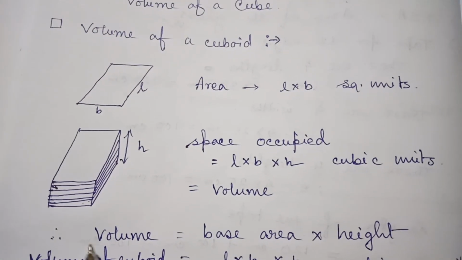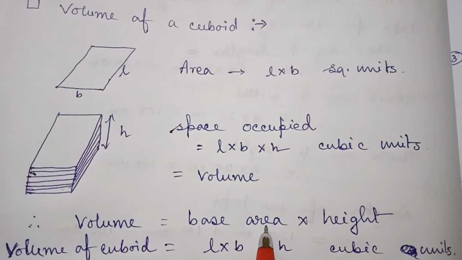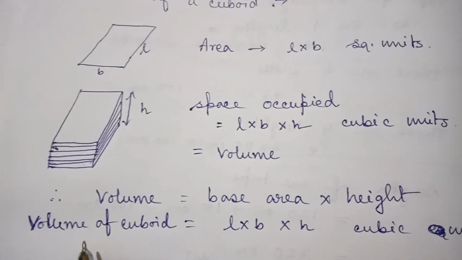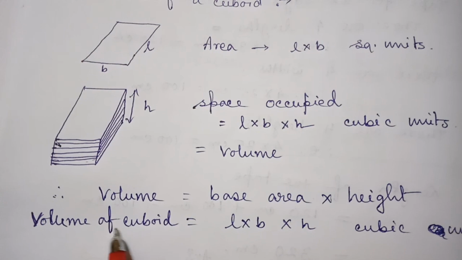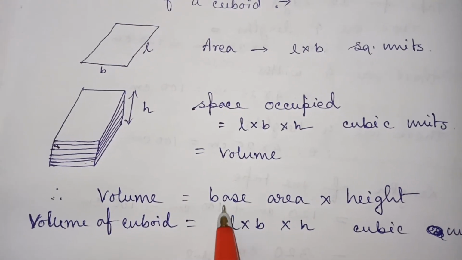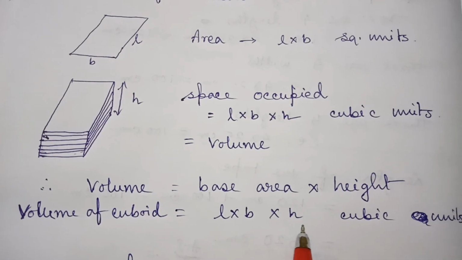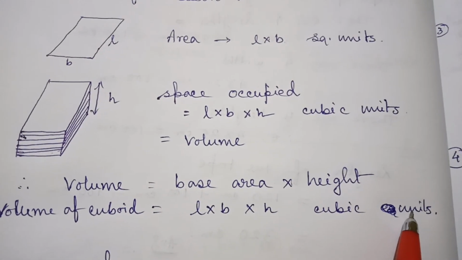Therefore, volume is equal to base area into height actually. This base area into height, and ultimately we get the volume of a cuboid is equal to base area, meaning L into B. So it's L into B into H cubic units.